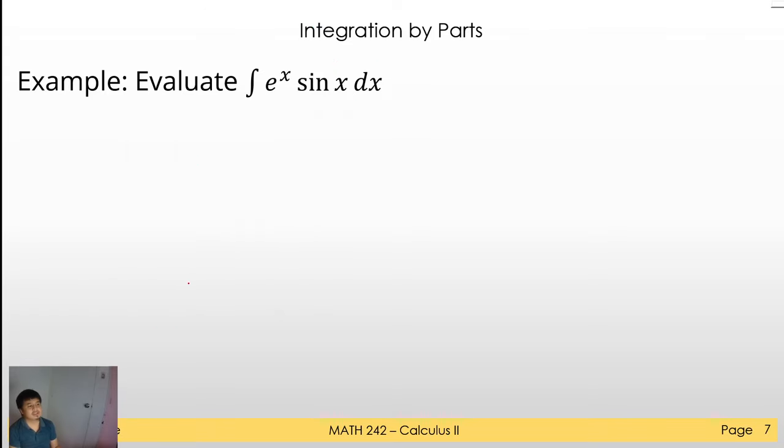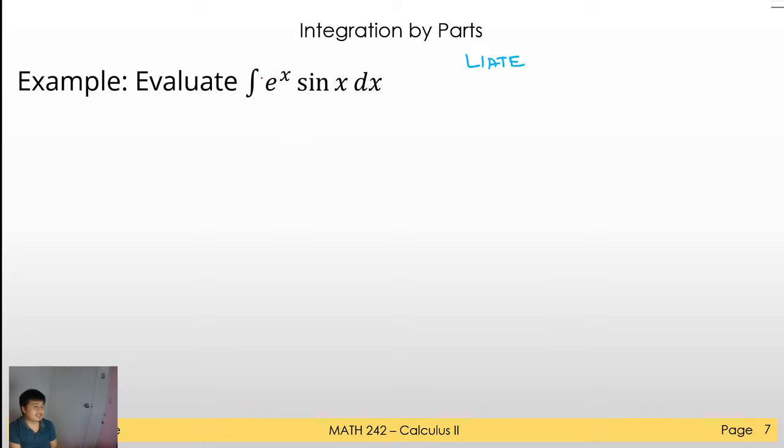Next one. So we have the integral of e raised to x sine x dx. Remembering again the LIATE rule. Actually, you can try using u-substitution. You can imagine maybe we can try substitution or some other manipulation of this integral. But as you can see, it cannot be done. So we have to use integration by parts.